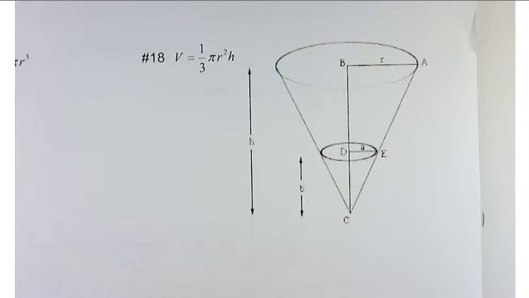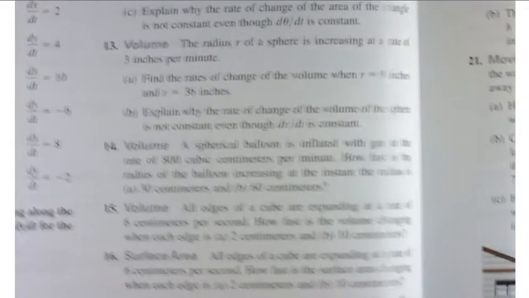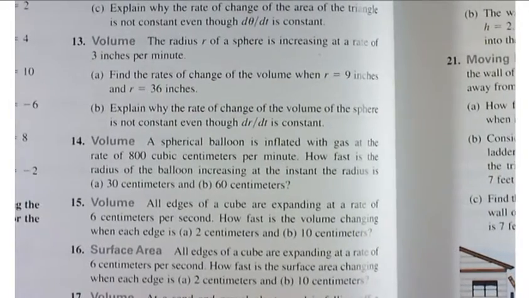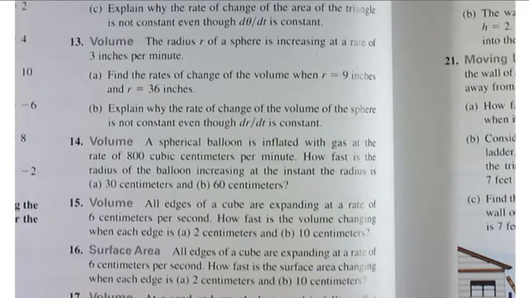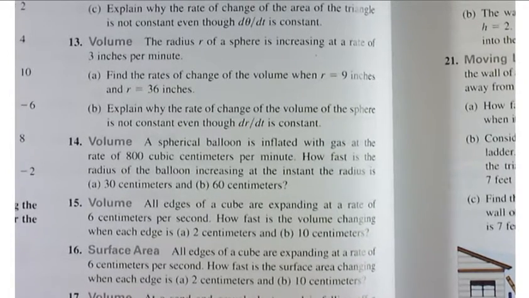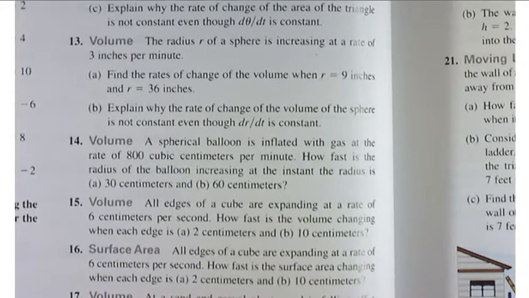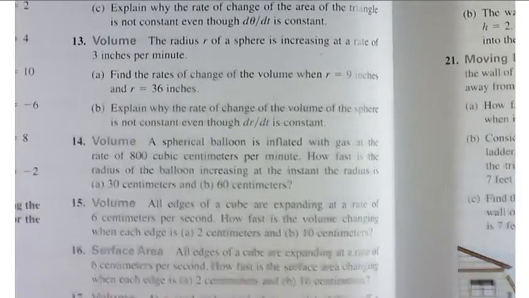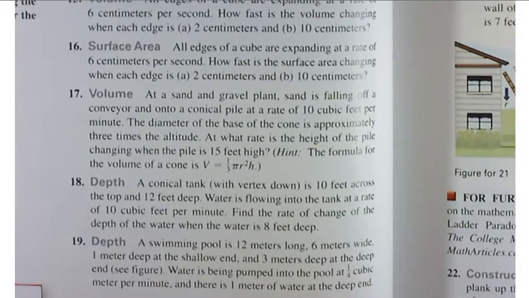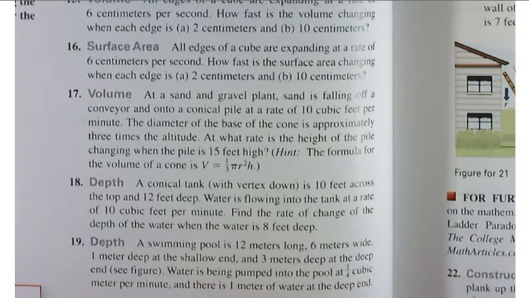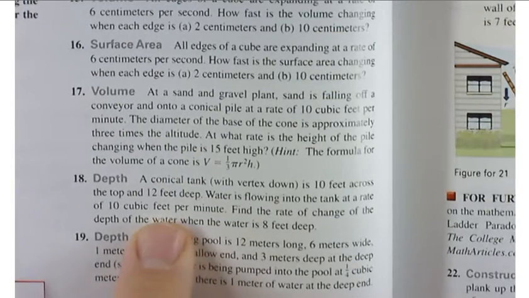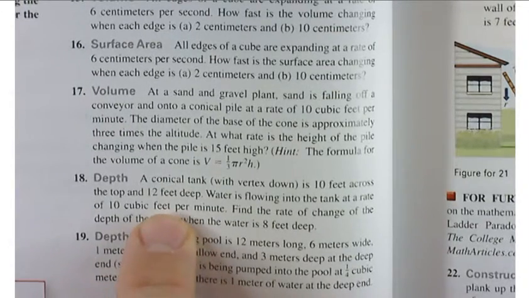So let's see what we got for problem number 18. A conical tank, vertex down, is 10 feet across the top and 12 feet deep. Water is flowing into the tank at a rate of 10 cubic feet per minute. Let's stop there for a second. Can somebody characterize that for me? What is that telling me about my problem?